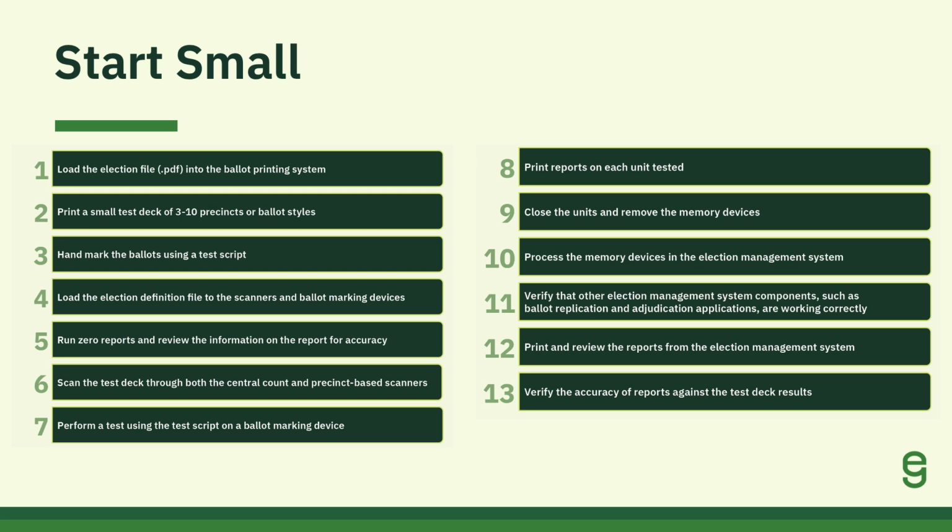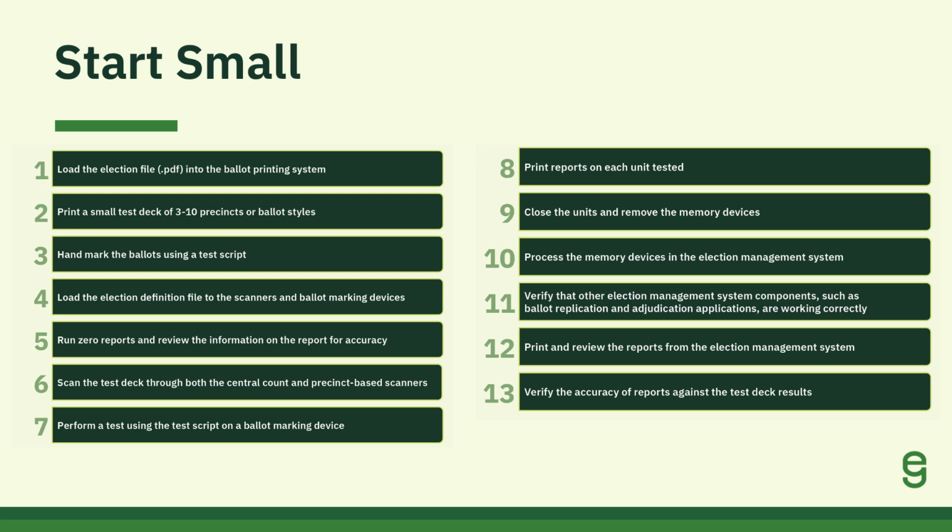So what I'm recommending is that you would load your election definition file into the ballot printing system if you have one, and print a small test deck for 3 to 10 precincts or ballot styles. You would then hand mark those ballots using a test script. So the test script is what the outcome is going to be. Step 4 would be to load that file to the scanners and ballot marking devices. Run your zero reports, scan the test deck through the scanners that you use, and mark your ballot marking devices accordingly. And step 8 is then print reports on each unit tested.